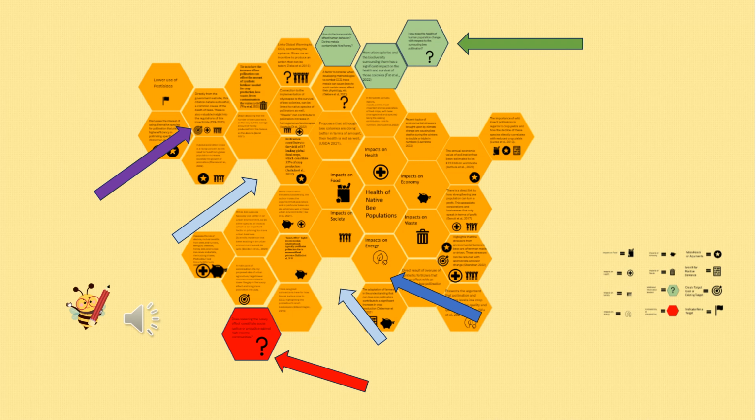Our purple arrow shows us that our food pathway is well developed. The green arrow shows our unique icon of green cells, indicating that more research is needed within the impacts on health. The light blue arrows show gaps within our honeycomb. The dark blue arrow points to the underdeveloped energy pathway. Finally, the red arrow shows a possible contradiction to our argument, in this case, a moral dilemma of social justice.